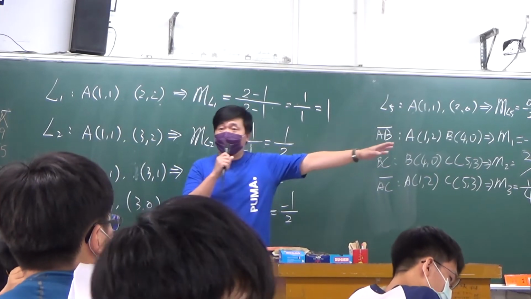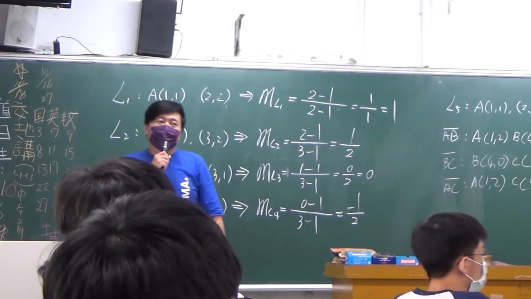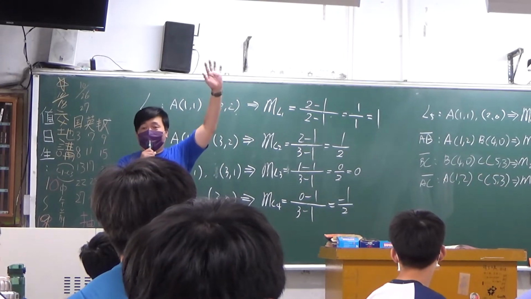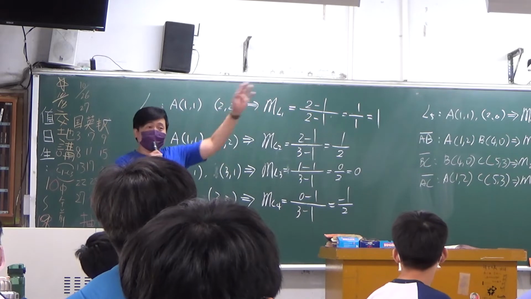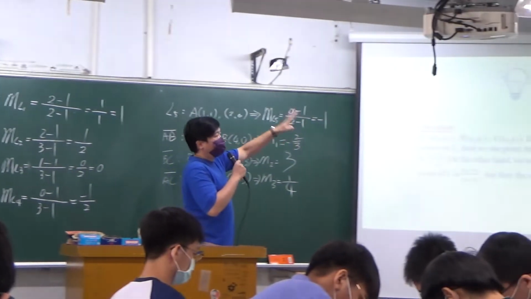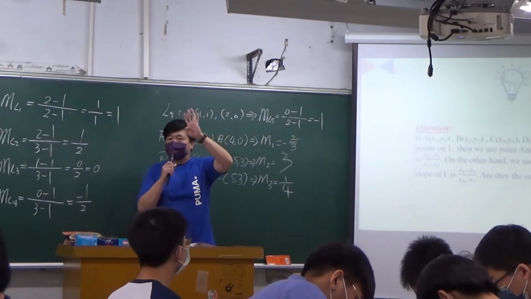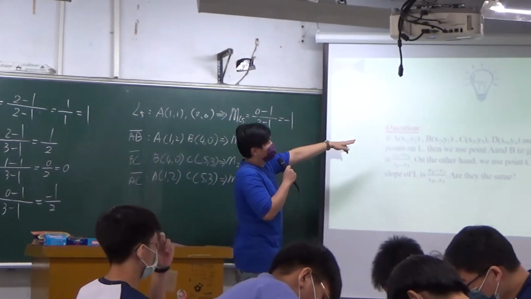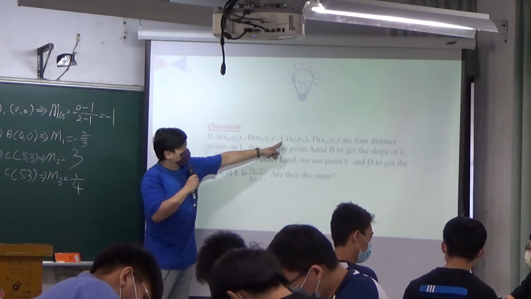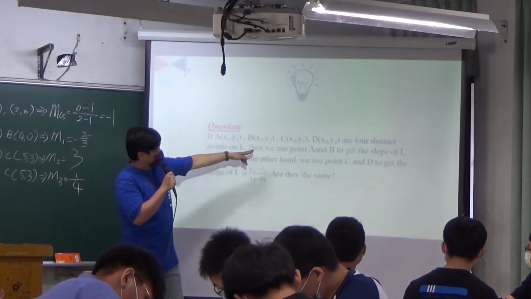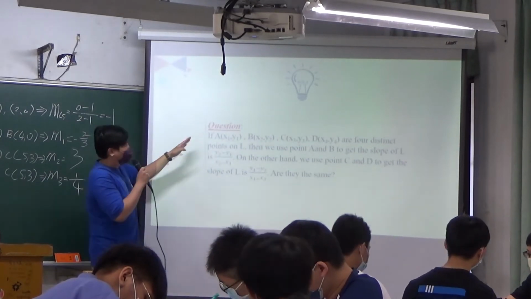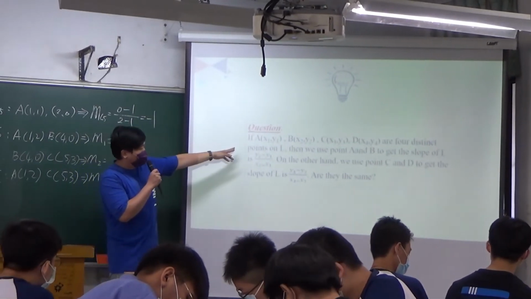Okay, here is a question. Just think about it, and I want a volunteer, any volunteer, okay? Any volunteer to answer the question? Question is, if there are 4 distinct points on the line, point A (x1, y1), point B (x2, y2), point C (x3, y3), point D (x4, y4), 4 distinct points on L.